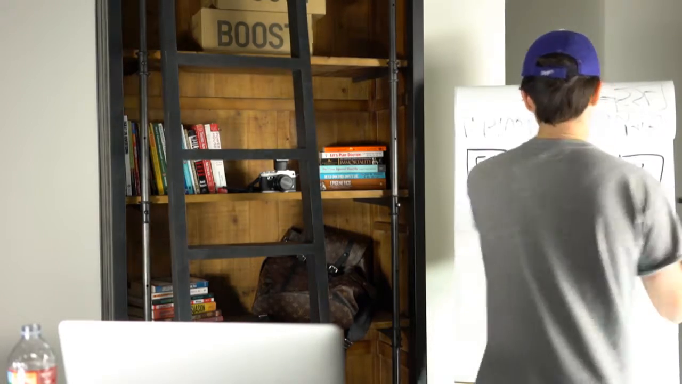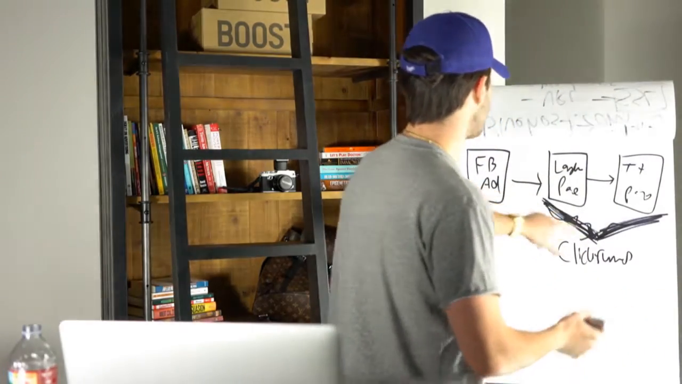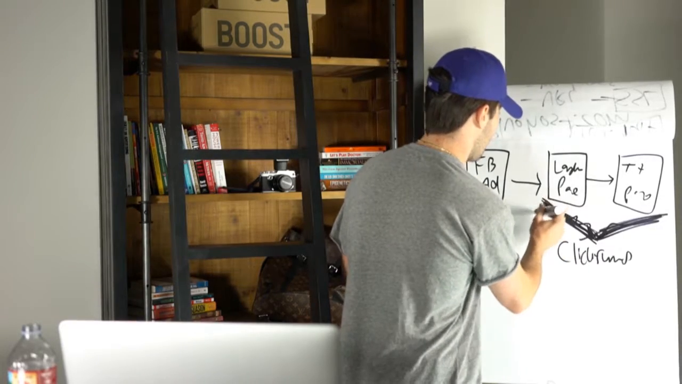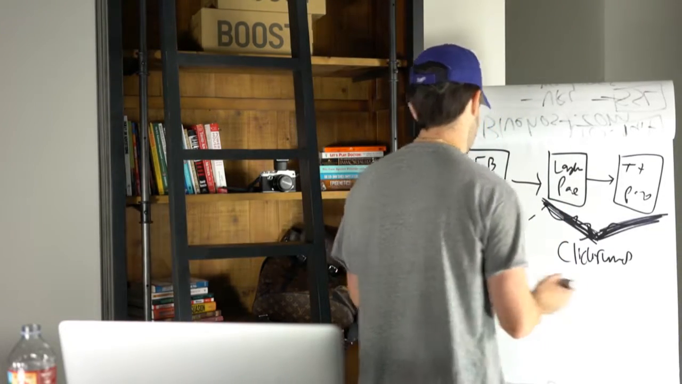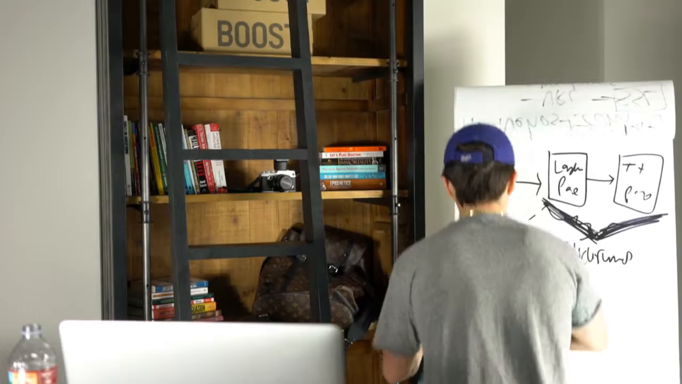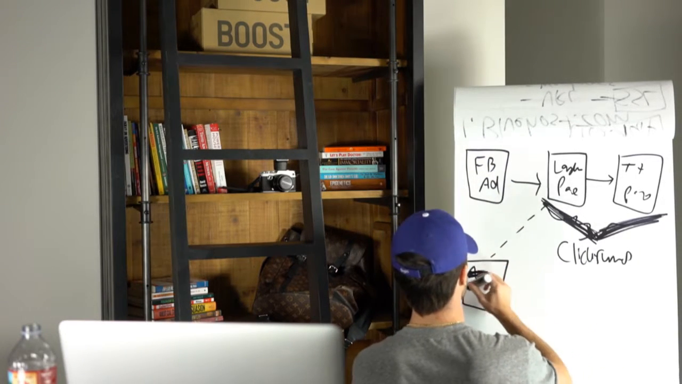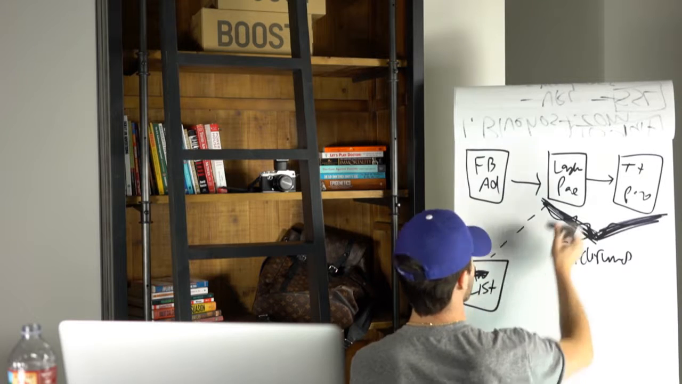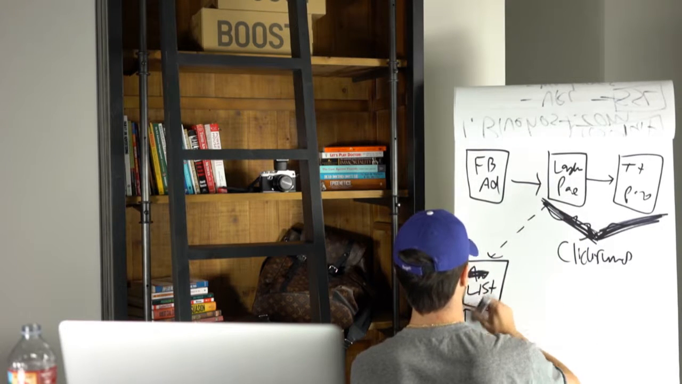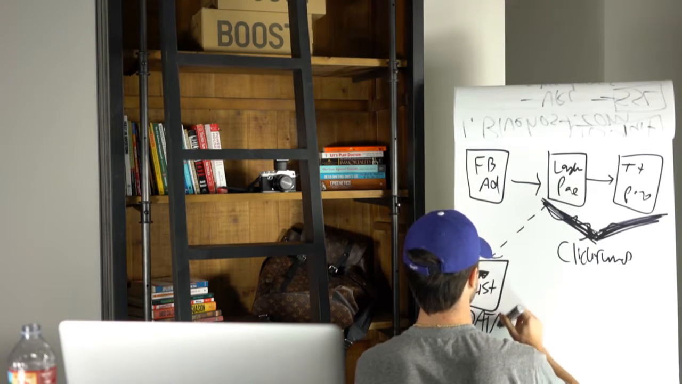And then on the back end, you have all this info from the landing page. I'm going to do kind of a dotted line so it makes sense. This gets stored over here in Aweber. Actually, we won't even call it Aweber. This will be your list. This is the data that you collect.